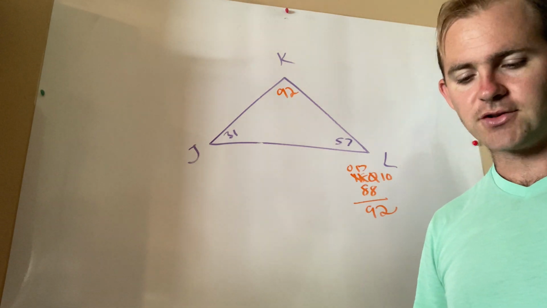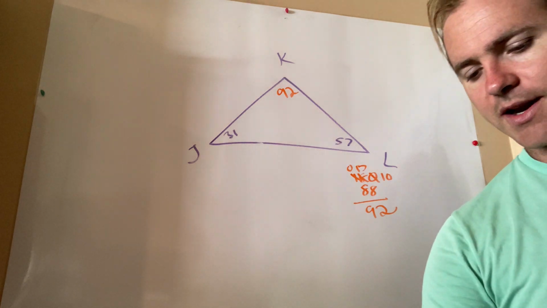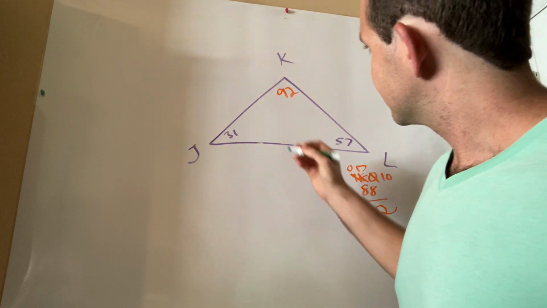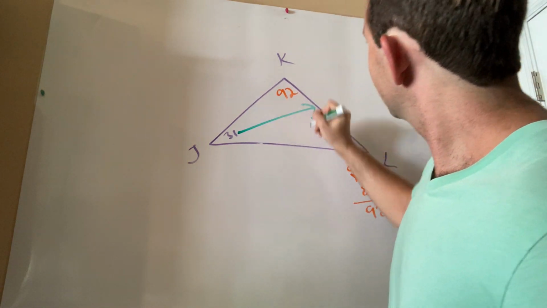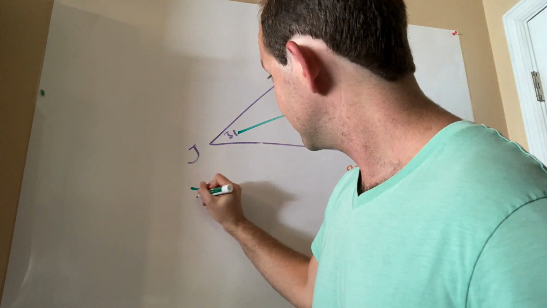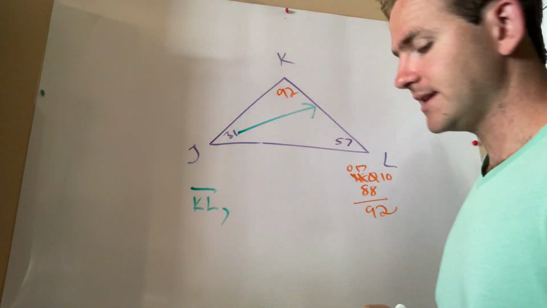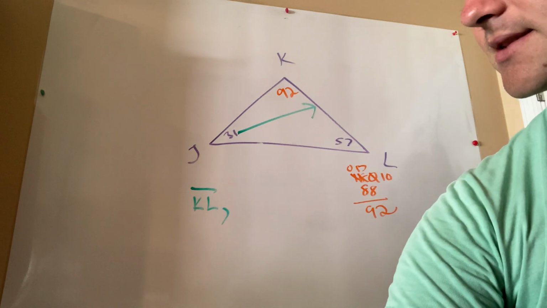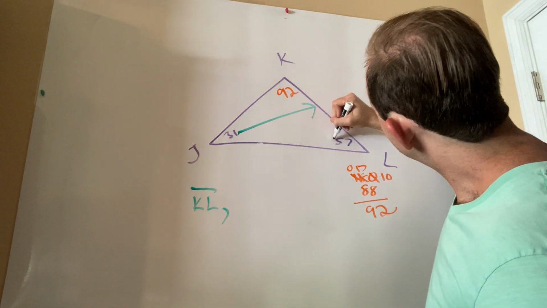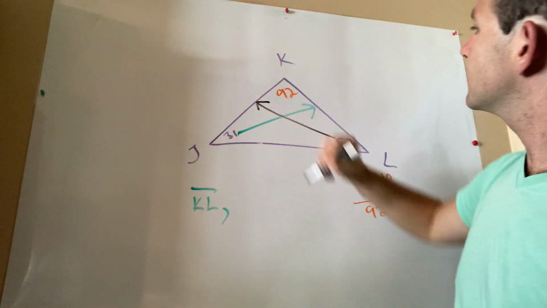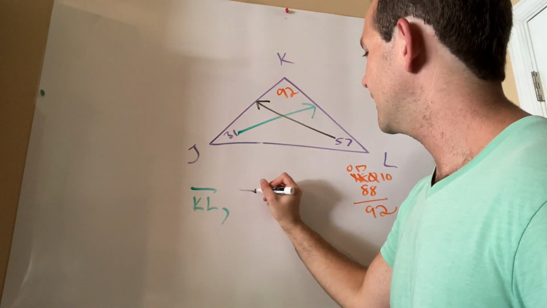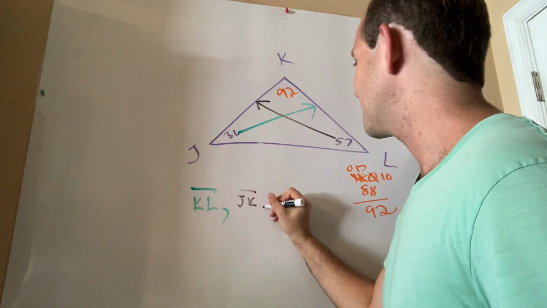With that being said, what's the smallest angle that you see? Well, the smallest one I see is 31. In this particular case, 31 is across from which side? It's across from KL. So KL is my smallest. What's the next smallest angle after 31? I think it's the 57. So I'm going to draw an arrow from the 57 straight across. Which side is across from the 57? JK.